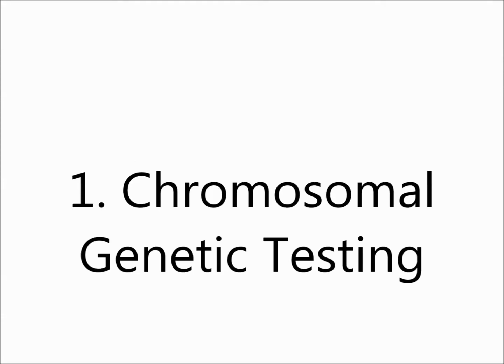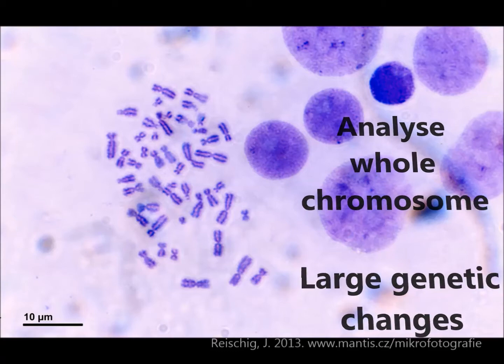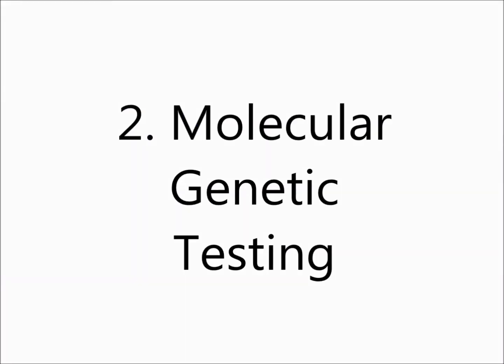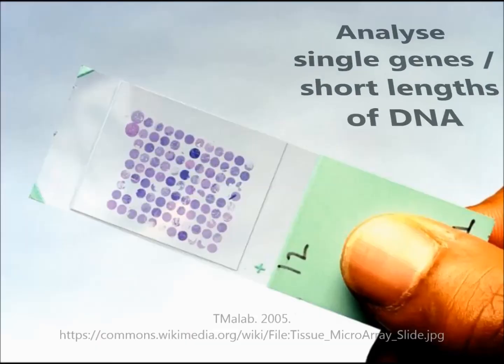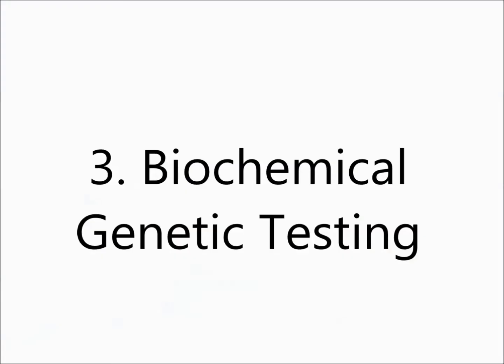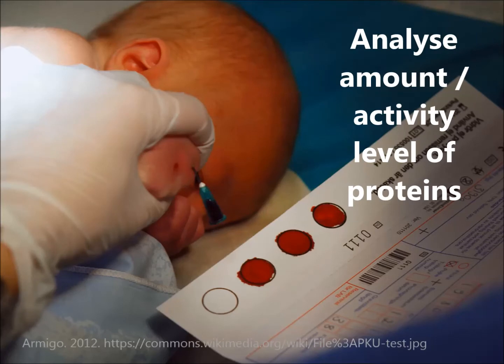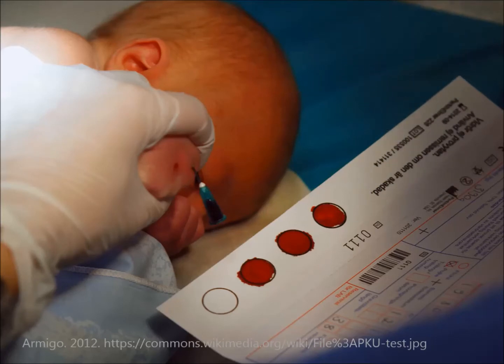1. Chromosomal genetic testing. This is used to analyse whole chromosomes for large genetic changes, such as an extra copy of a chromosome. 2. Molecular genetic testing. This is used to analyse single genes or short lengths of DNA for variations or mutations. 3. Biochemical genetic testing, which is used to study the amount or activity level of proteins as an indication of mutation or genetic variation.